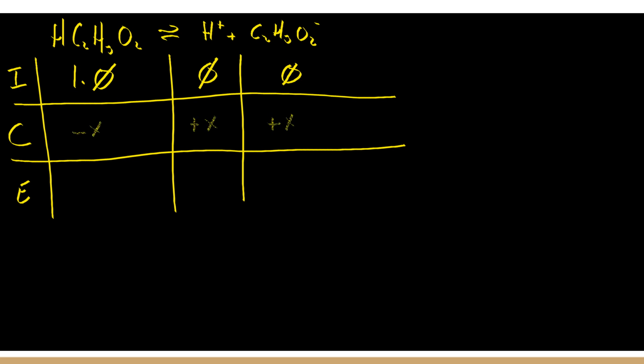So the changes are going to be minus X for the vinegar, plus X for the hydronium, and plus X for the acetate, giving us equilibrium concentrations of 1 minus x, x, and x. Now, I don't know about you, but I think that quadratic equations are time-consuming and boring. So whenever possible, I want to try and avoid those.